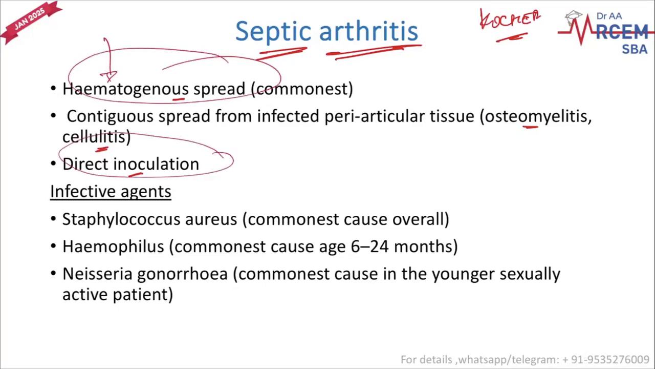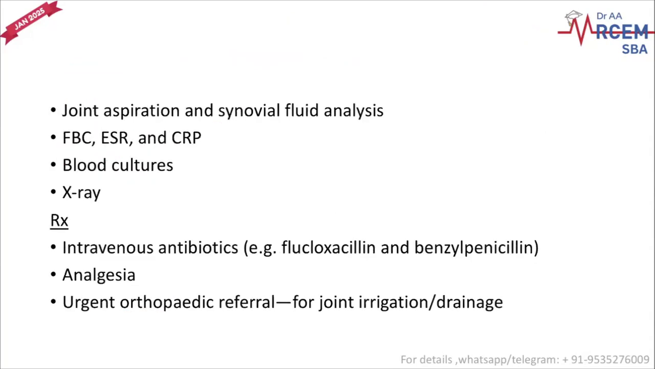Which one of the following is the most common organism, multiple times tested previously? It is Staph aureus. What do you need to remember? If it is less than 2 years age group, Hemophilus. If someone is sexually active and has a very active lifestyle, with multiple partners, then gonorrhea becomes the commonest one. What do you do in the emergency department? In the emergency department, you treat this as a sepsis. So septic arthritis is equivalent to a sepsis.